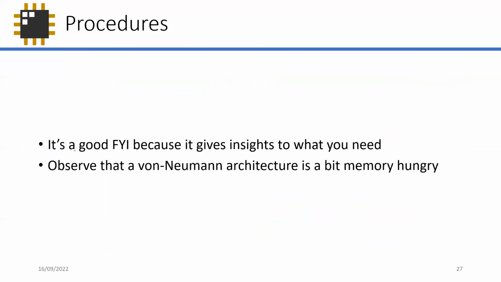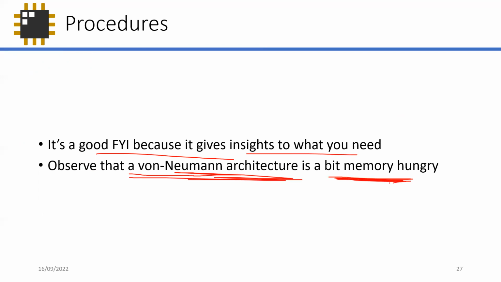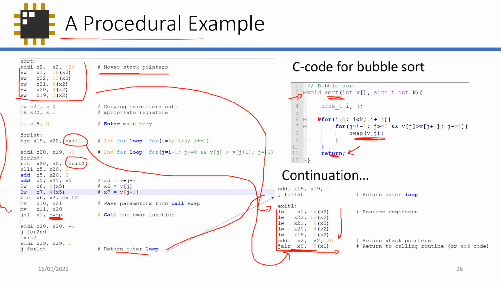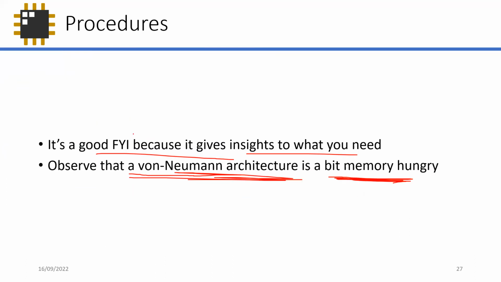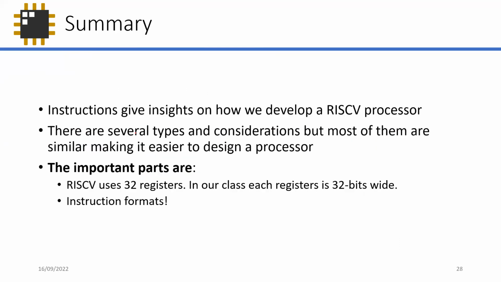Yeah, that's pretty much it. So it's a good FYI, although it's not so important, because it sort of gives you the idea. Hey, what's the importance of really doing this computer architecture, right? And then it gives you insight. So this is what my software engineers need, and you guys as digital designers or hardware designers, it gives you insight on, okay, so I need to work on this thing so that it's easier for them to do, right? So it's a good FYI because it gives insights to what you need. And observe that the von Neumann architecture is a bit memory hungry procedure because over here it's always moving memory and then memory again, right? So yeah, that's pretty much it actually.